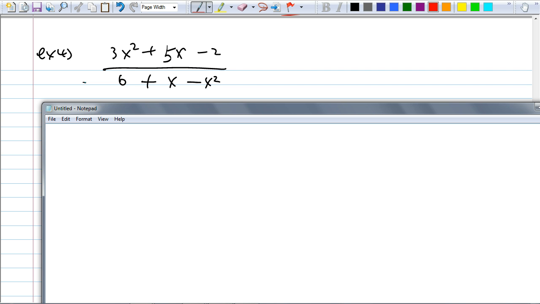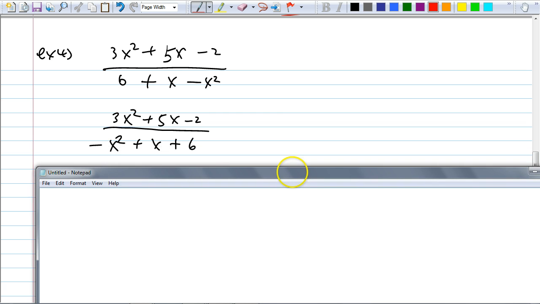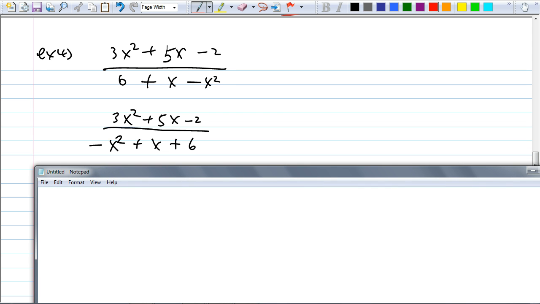What about the denominator? Does it look like it's in standard form? No. So guess what? You need to rewrite that in standard form. So when I do, don't I get this? Negative x squared plus x plus 6. By the way, do we like the first term to be negative when we're factoring? So how are we going to fix that?